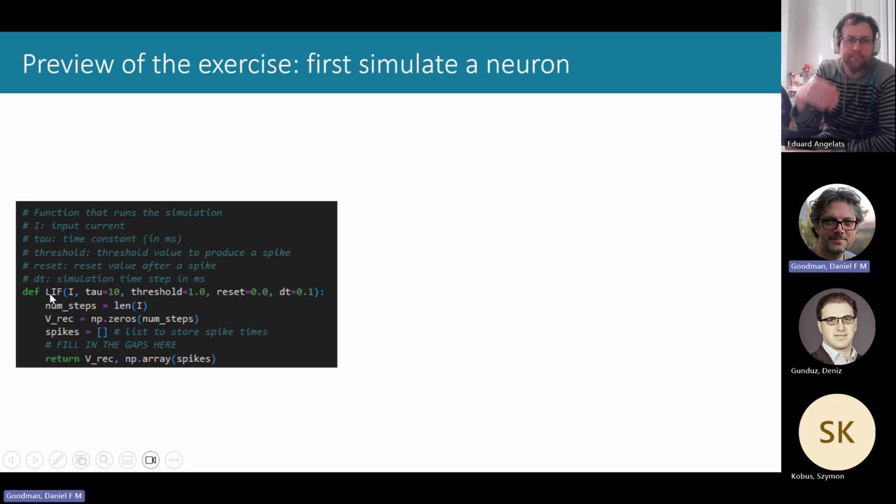It's a leaky integrate and fire neuron with some constants and an input current. I've started writing a little bit of the code to give you an indication, but then there's this comment here that says fill in the gaps here, and then what you have to return is the output membrane potential and the array of spike times. Okay, and so the exercise will be to write the code that should go here.